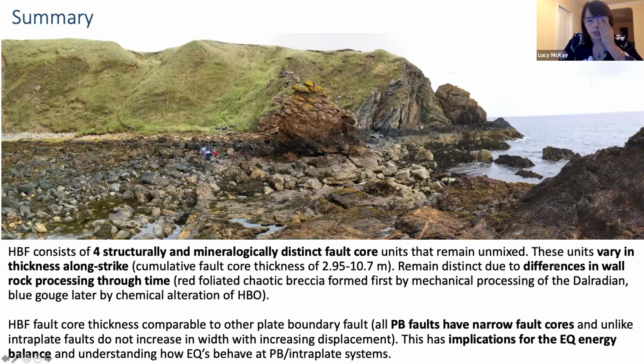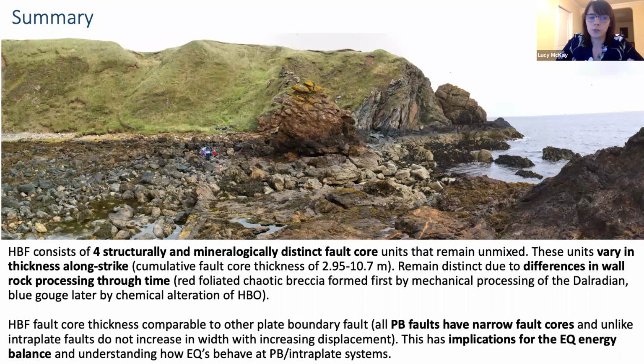So I know that was quite a lot of information. Just to summarise, the Highland Boundary Fault consists of 4 structural and mineralogical distinct fault core units that remain unmixed. These units all vary in thickness along strike, but they remain distinct due to differences in how the wall rocks have been processed through time. So the red foliated chaotic breccia formed first by this mechanical processing of the Dalradian, and the blue gouge formed later by the chemical alteration of the Highland Border ophiolite.